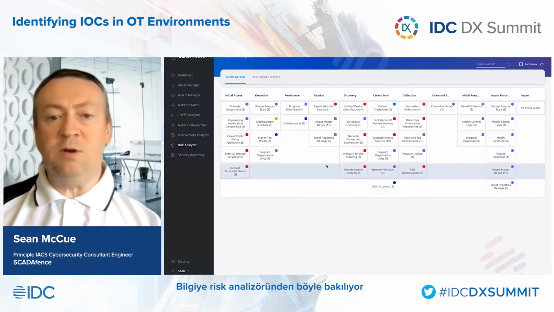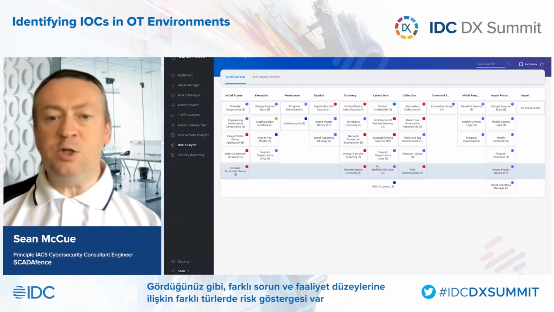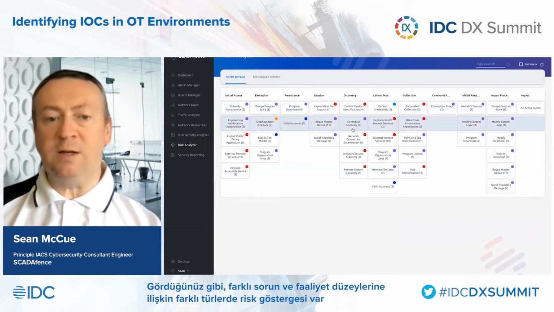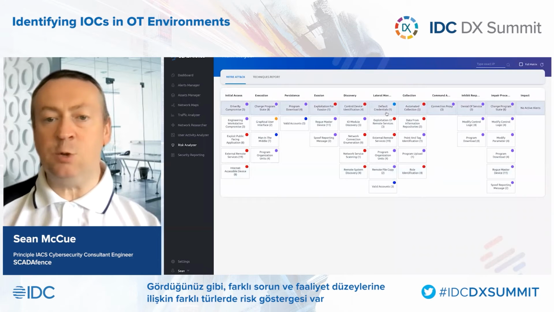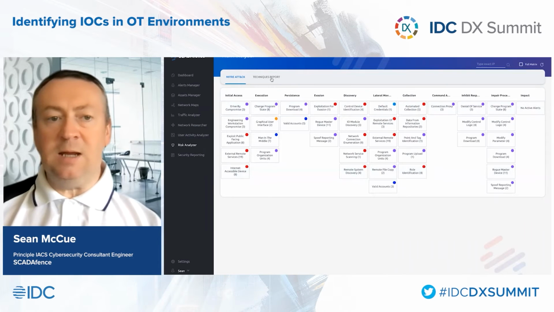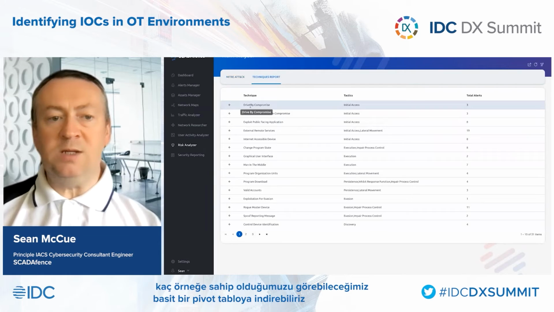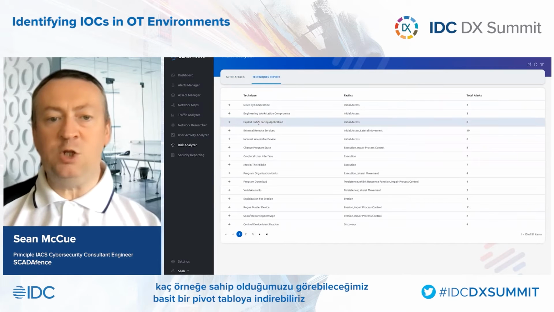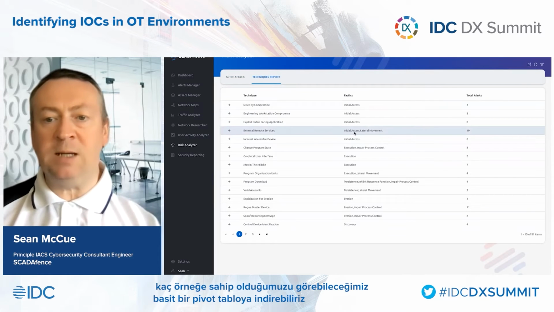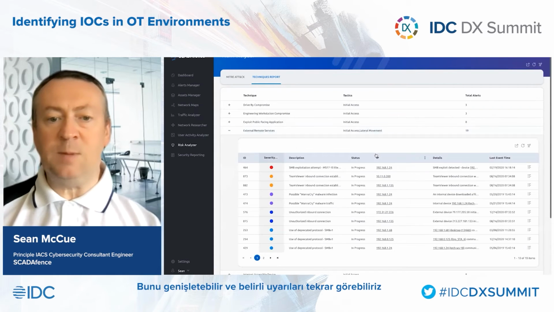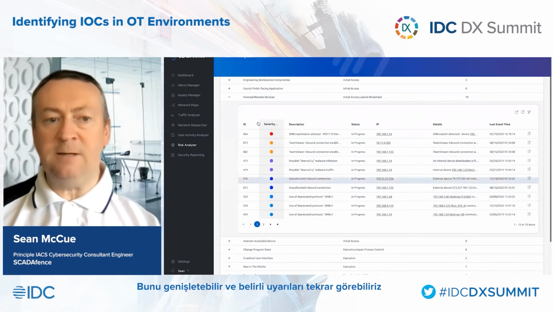That was looking at this information from the risk analyzer. As you can see, there are all different kinds of indicators of compromise pertaining to different levels of issue and activity. In fact, we can drill this down into just a simple pivot table where we can see, for each type of issue and the type of tactic being employed, how many example alerts we have. We can expand this out and see the specific alerts again.